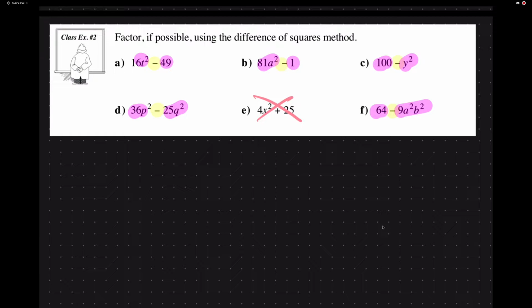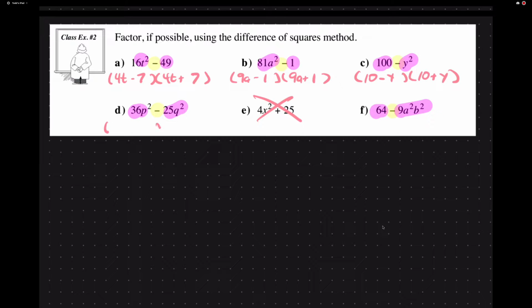Now it's just a matter of setting up those brackets to form two binomials. In each case, we're going to be forming two binomials. The first one's going to be 4t minus 7 and 4t plus 7. The second one's going to be 9a minus 1 and 9a plus 1, since the square root of 1 is 1. And the next one is sort of reversed. You've got the number first and then the variable with its exponent second, but we'll still set it up the same way. It's going to be 10 minus y and 10 plus y.